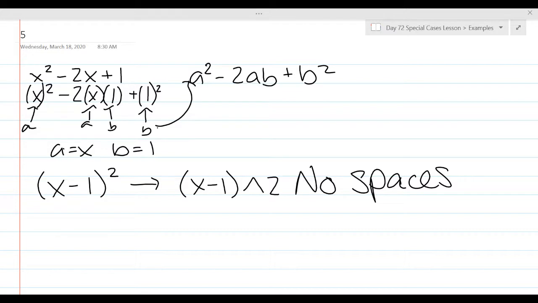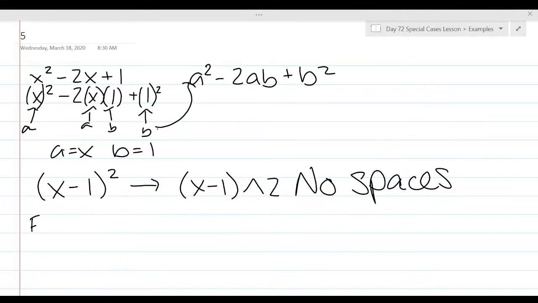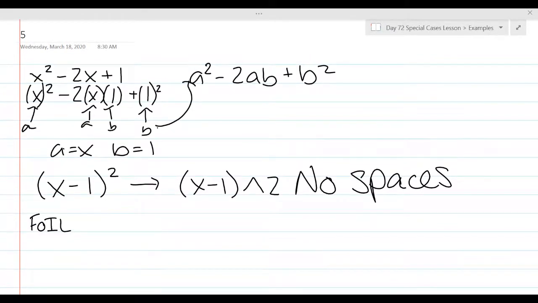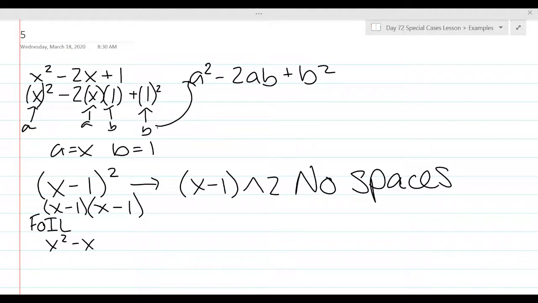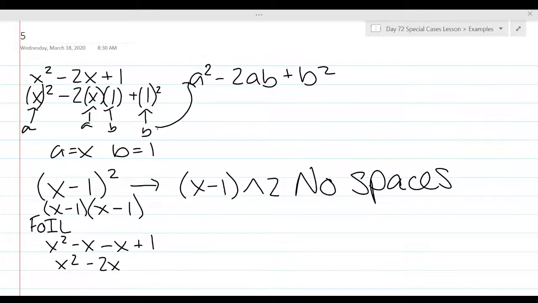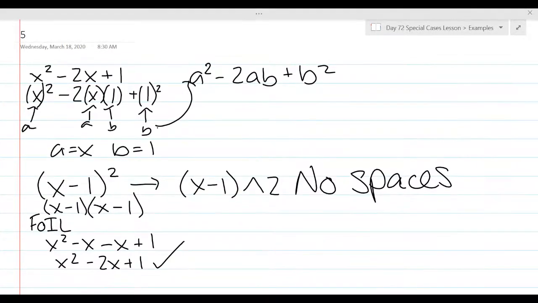Okay, now we got to go back and FOIL to check our answer. I'm going to rewrite it so we have it written twice. So FOILing, we're going to get x squared minus x plus 1. Negative x minus x is the same as negative 2x. We get x squared minus 2x plus 1. And that's what we were looking for.